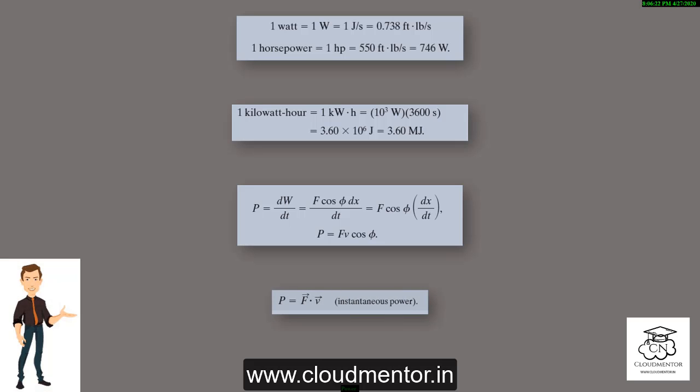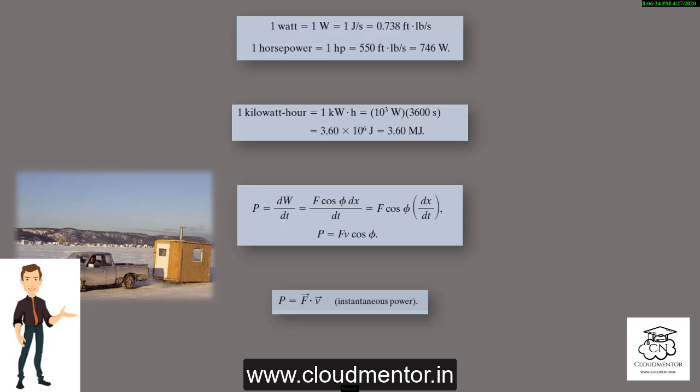For example, the truck in the figure exerts a force on the trailing load, which has a velocity at some instant. The instantaneous power due to the force is the rate at which the force does work on the load at that instant, and is given by the above equations. Saying that this power is the power of the truck is often acceptable, but keep in mind what is meant. Power is the rate at which the applied force does work.